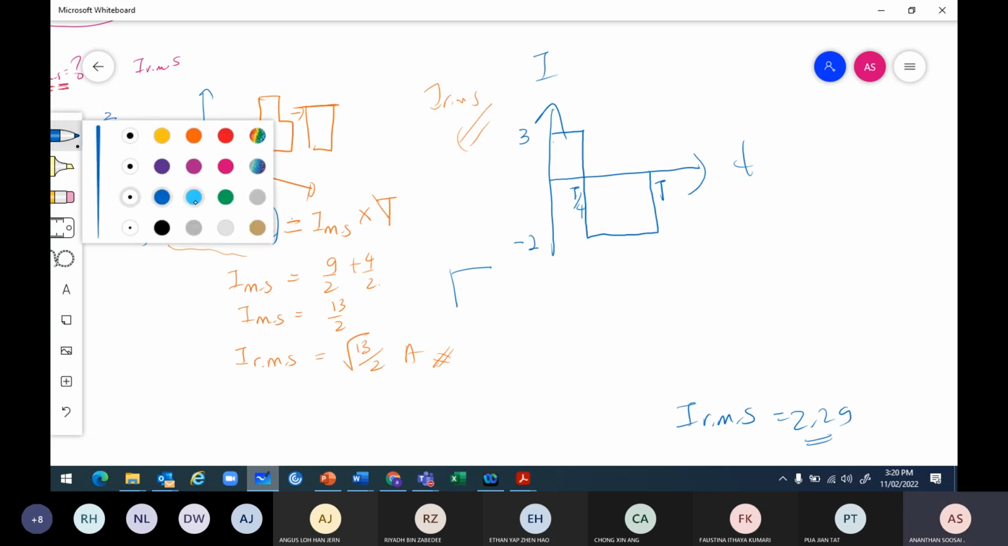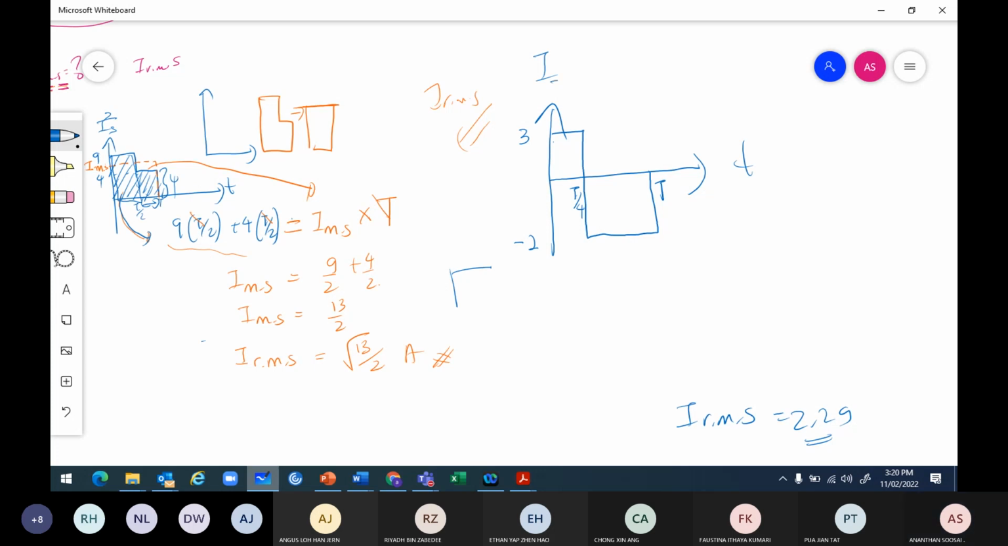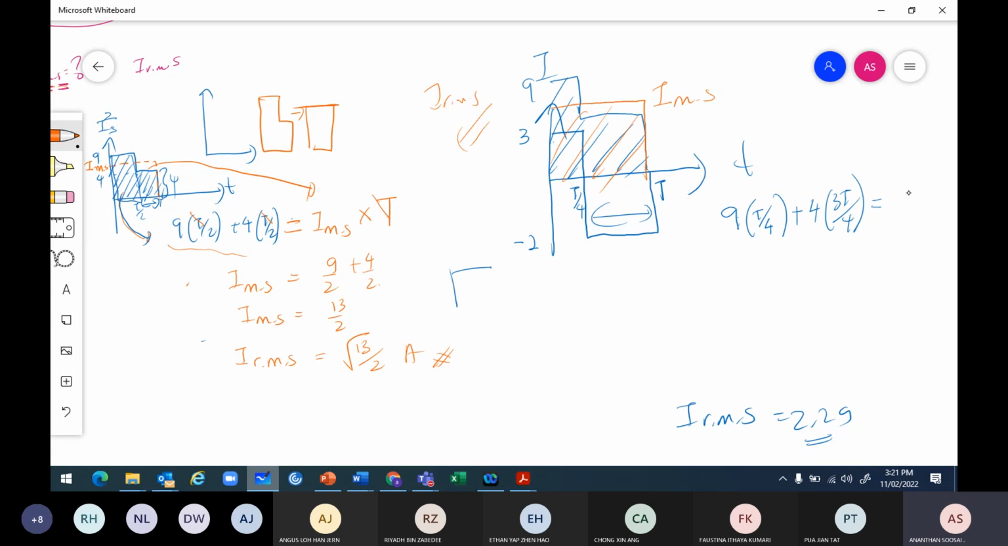Okay, let's recheck. So first you square the graph, so it becomes 3 here, it becomes 9, here it becomes 4. So this is the shape, right? So 9 times T over 4, plus 4 times 3T over 4 should be equivalent to, we average it out. We make this uneven change of current into a straight line like this, average for the period. So this is your I mean square. So I mean square multiplied by the period.